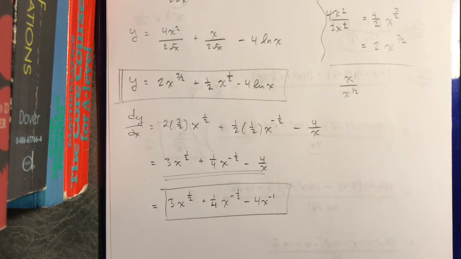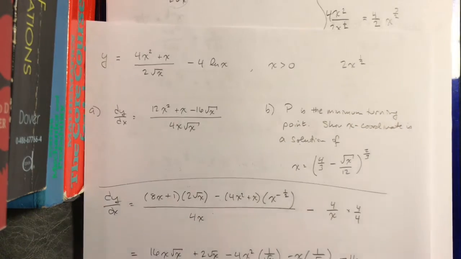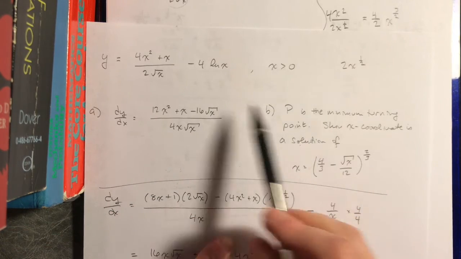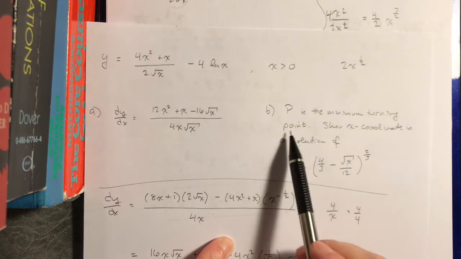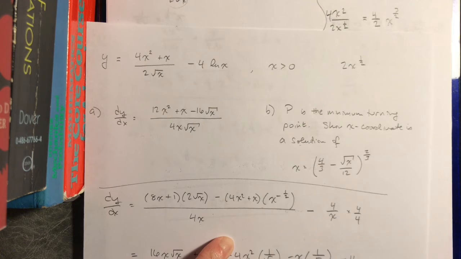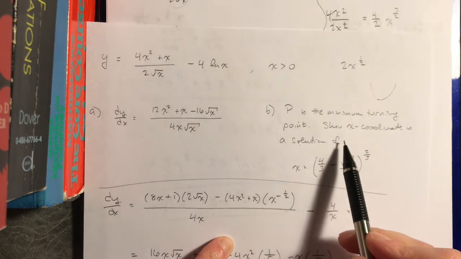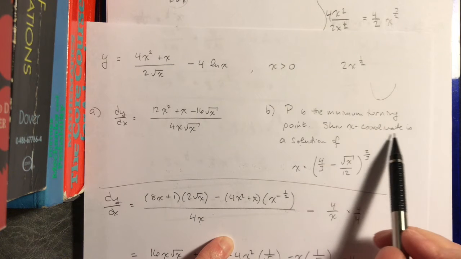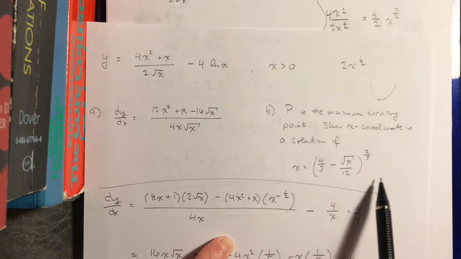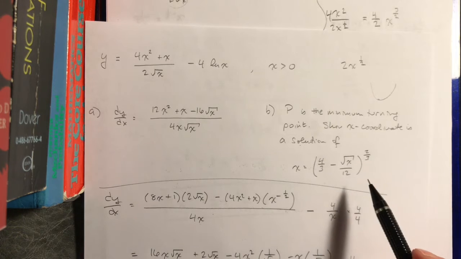The next part of the question, here it is written on a separate sheet just to show you the question. The second bit of the question says this curve has a minimum turning point. Point P is the minimum turning point, and they drew a picture for you so you could see that you actually had a minimum. You want to show that the x coordinate of your minimum point is a solution of this expression, and this is going to lead into the iteration in part C.